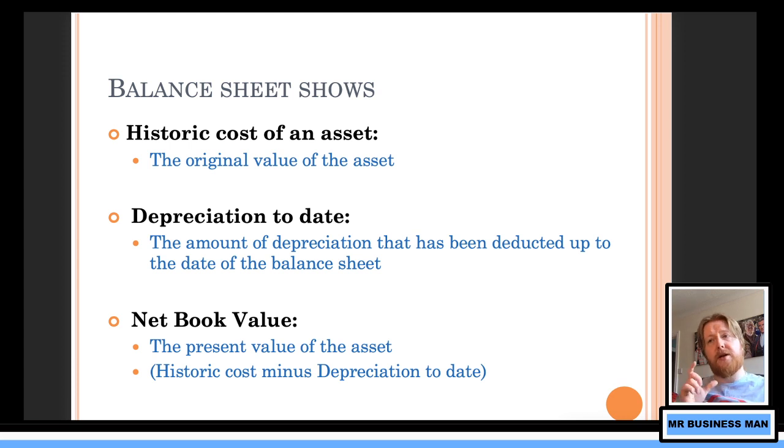The balance sheet shows the historic cost of an asset, the original value of an asset, the depreciation to date, and the net book value. So what it was at the start when we bought it, and the amount of depreciation that has been deducted up to the date of the balance sheet. So we actually show what we've done. We physically show that. And then the net book value is the present value of the asset, historic minus the depreciation. Remember, net is always when everything's been taken off. So the historic is what we bought it for, depreciation is how much we've taken off, and net is what it's worth now.